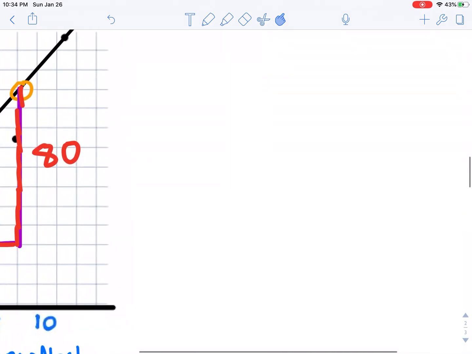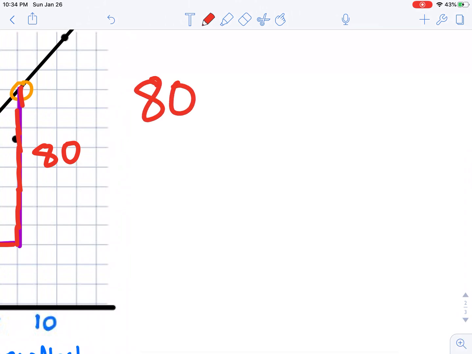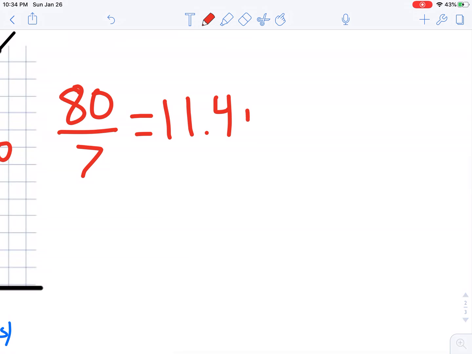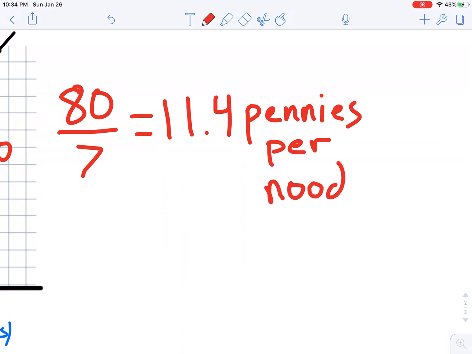So if I'm writing this out, I can write 80 divided by 7. If I use my calculator, let me open this up. Sorry, ladies and gentlemen, I wish I could do 80 divided by 7 in my head. I just can't. Okay, that equals 11.4 with a little bit of rounding. And I want to include my units, and the rise was in pennies, and the run was in noodles. So I'm going to say 11.4 pennies per noodle.